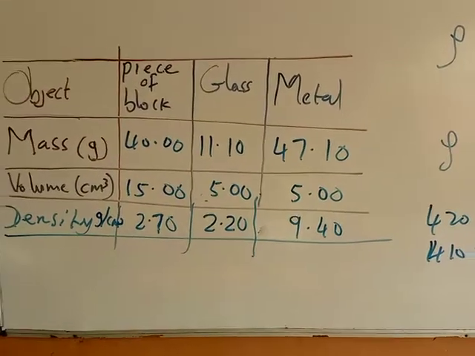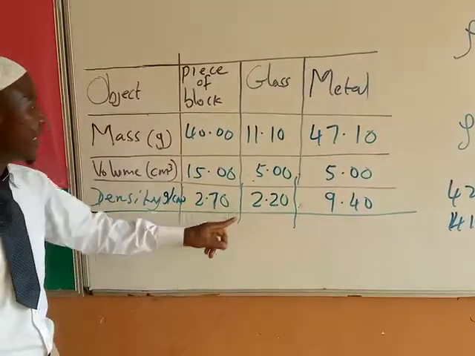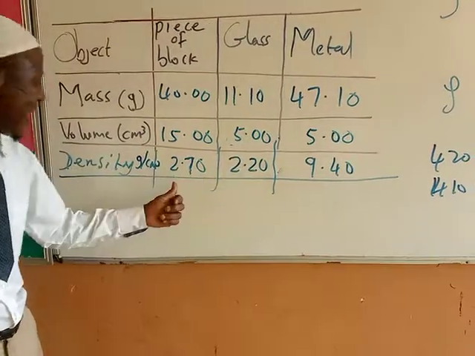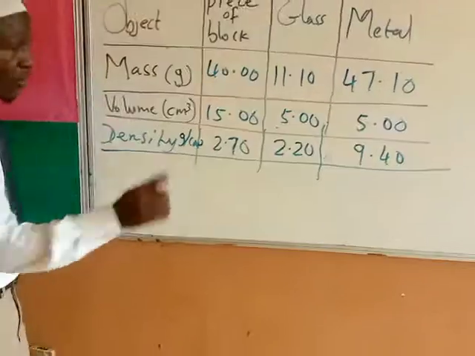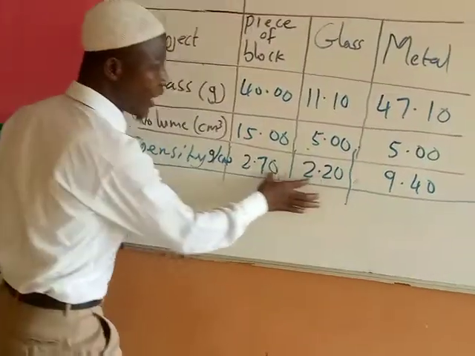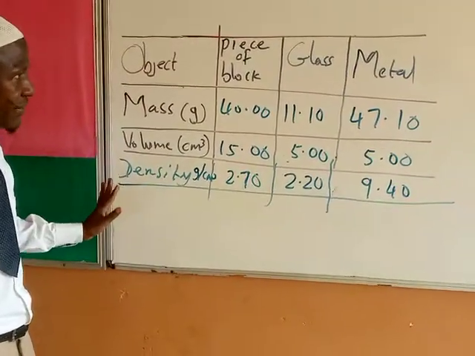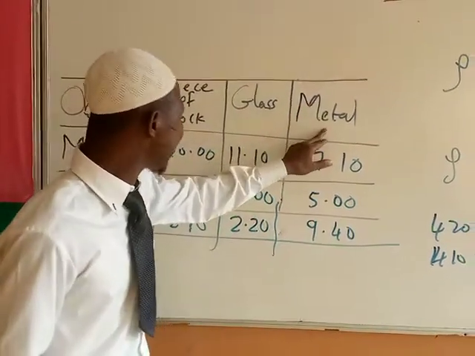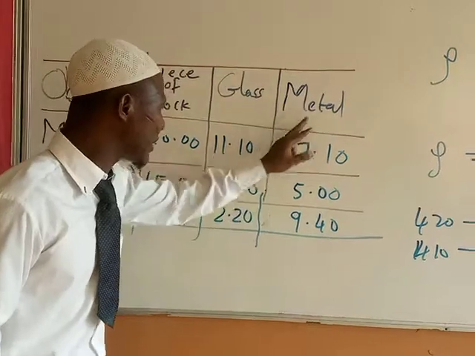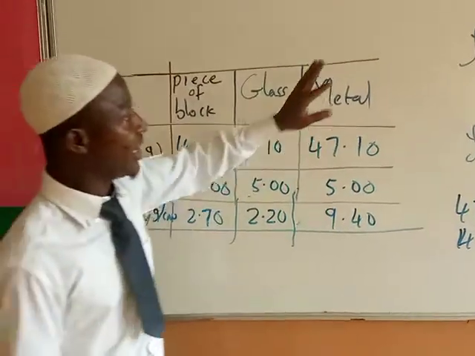9.40. If you look at it very well, it means the density of metal is greater than that of glass, and that of glass is less than that of the piece of block. So according to our own experiment here, these are the masses of 1 unit volume of these objects. So we can decide now that when you have the same volume for both metal and glass, the metal will be heavier than glass, and it will be heavier than the piece of block. So that is that about density.